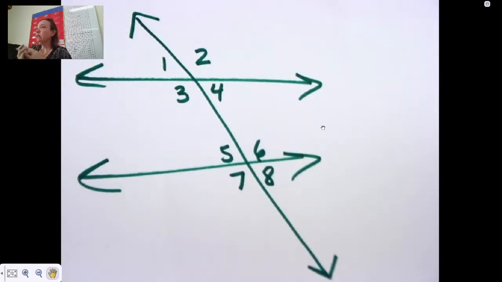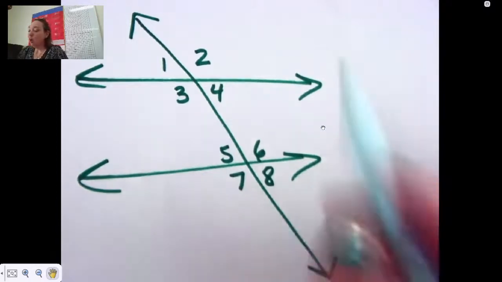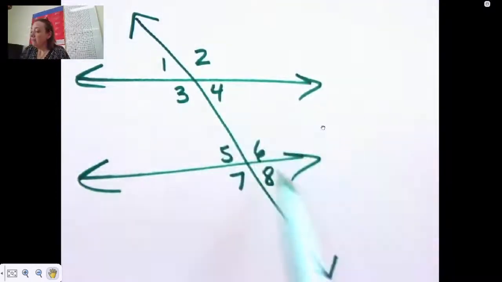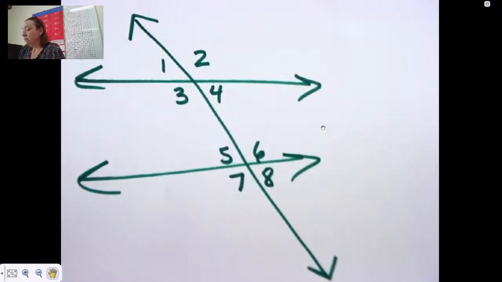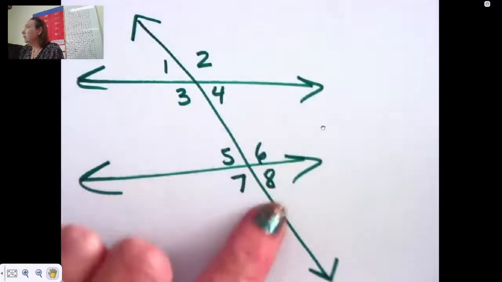They're a linear pair too. What about 2 and 3? They're vertical, right? So you know the relationships among those. And these guys have that same kind of relationship down here. What's 5 and 8? Vertical angles. What's 6 and 8? Linear pairs. They're supplementary, right?